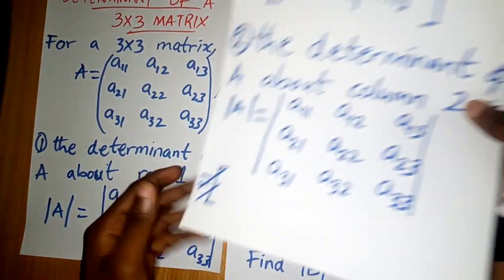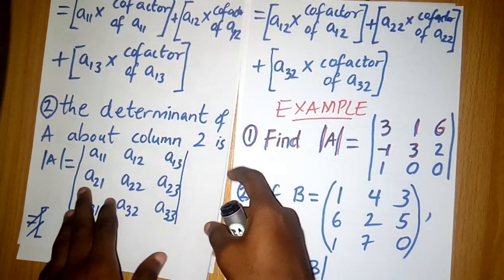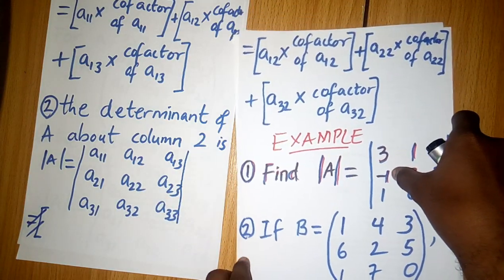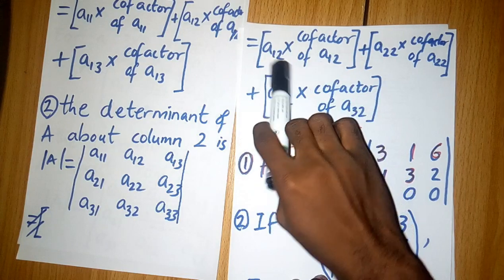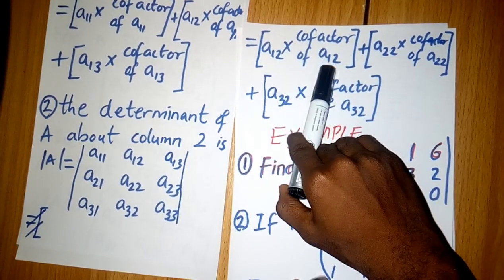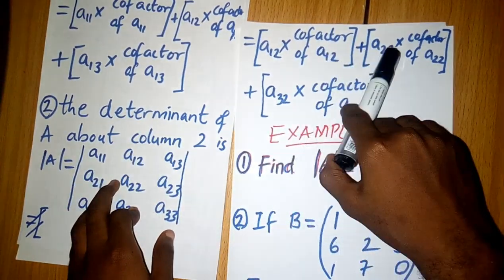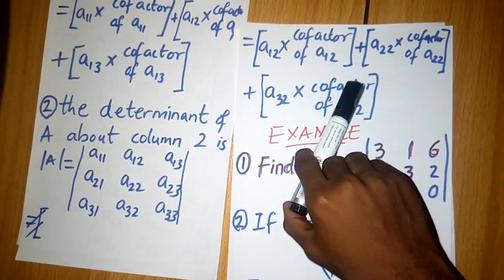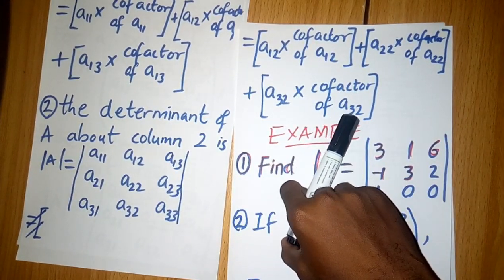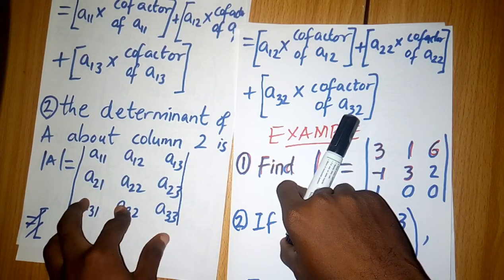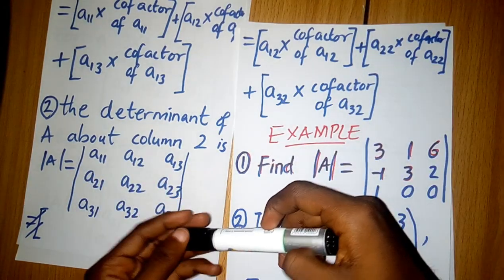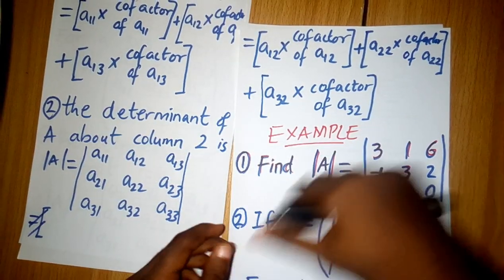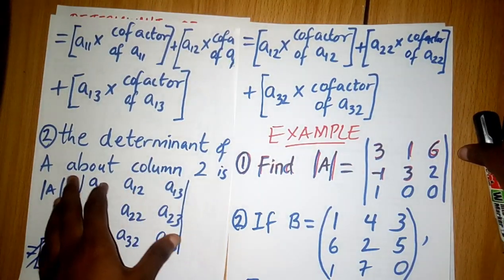While for column 2 we'll have what? A12 times the cofactor of A12, that is column 2, then A22 times the cofactor of A22, and then A32 times the cofactor of A32. So we are taking it about here. We have treated cofactors in our last video. Please check that up to know what cofactors are all about.